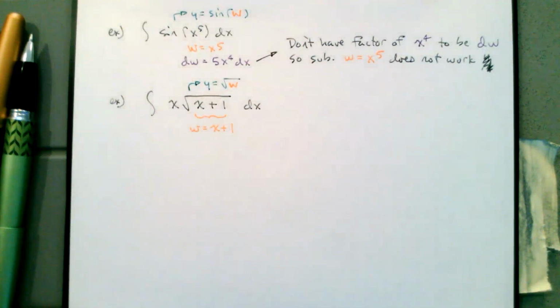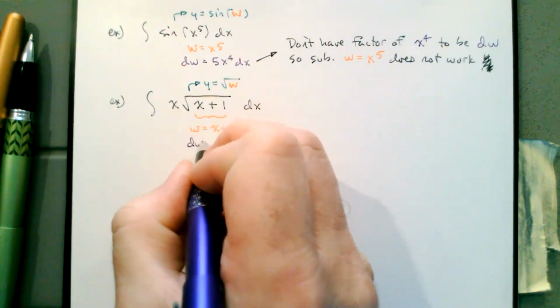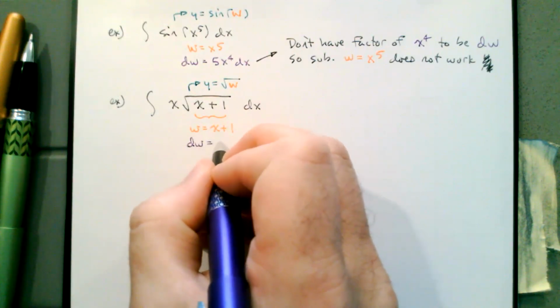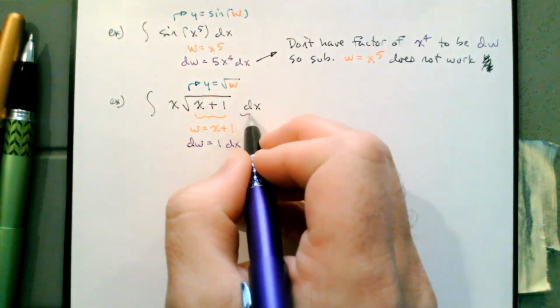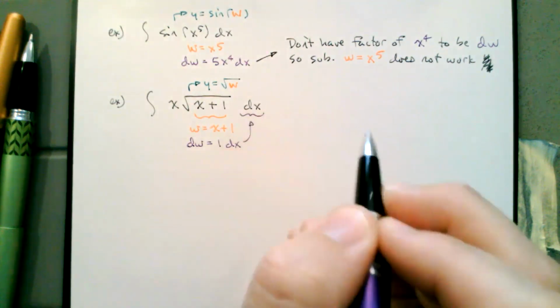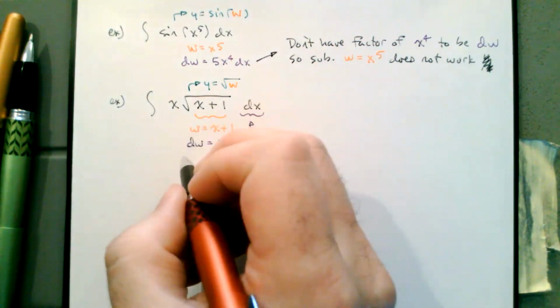Then we've got to think about what we need to make this substitution work. dw is just 1 times dx, and I've got that. The question is, what do I do with this extra x?